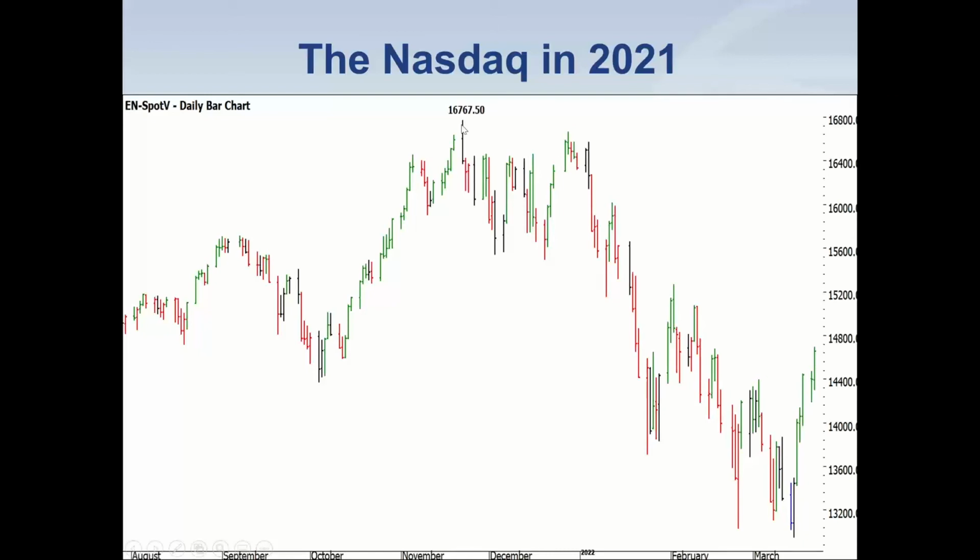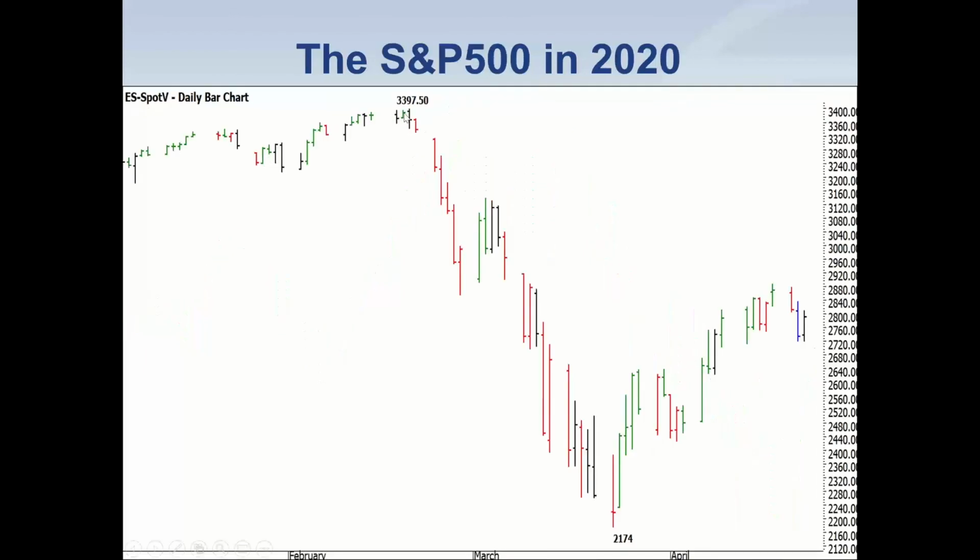This top on the Nasdaq we called in our coaching programs, and we called about 3 months before it happened. This top on the S&P 500, again, was called a couple of months before it happened. We called that top to within 0.5% of the price and expected a big fall from there. That was the COVID crash of March 2020.